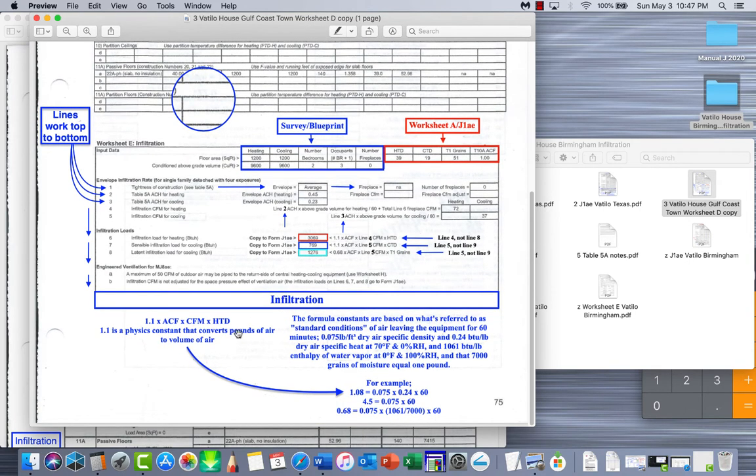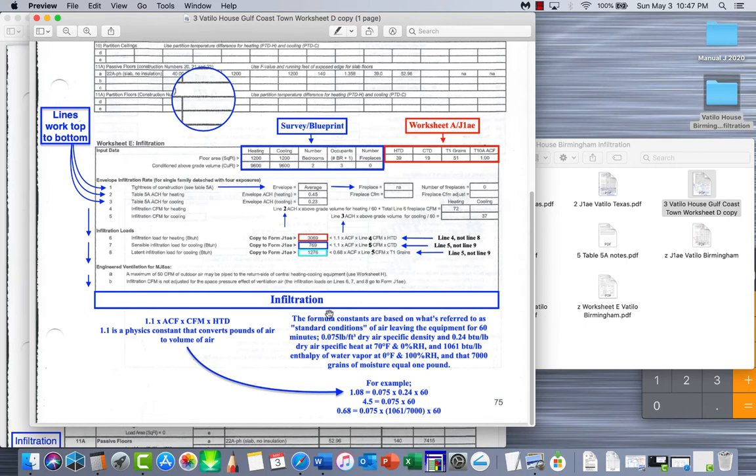Like I said, sometimes there's questions asked. In this calculation right here, this is the formula that you use to solve this part right here, this formula you use to solve this part right here, and this is the formula you use to solve this part right here. And sometimes people ask, what is 1.1? It's just a physics constant that converts pounds of air into volume.